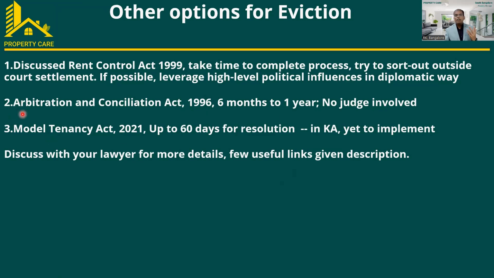Another option is the Arbitration and Conciliation Act, 1996. This takes 6 months to 1 year time. No judge will be involved. So tenant and owner can appoint an arbitrator. So they hear both sides of the problem and come up with a solution. So that takes 6 months to 1 year time.